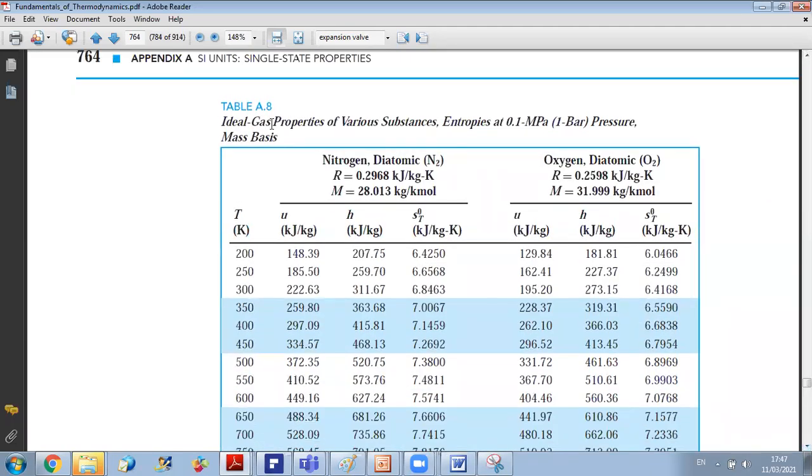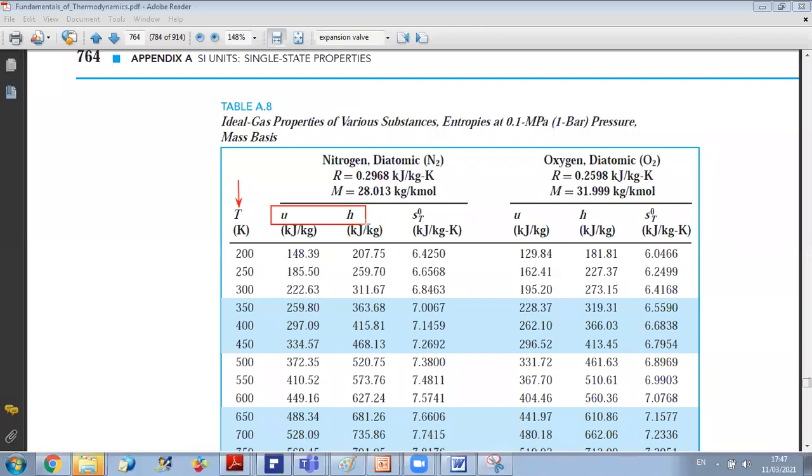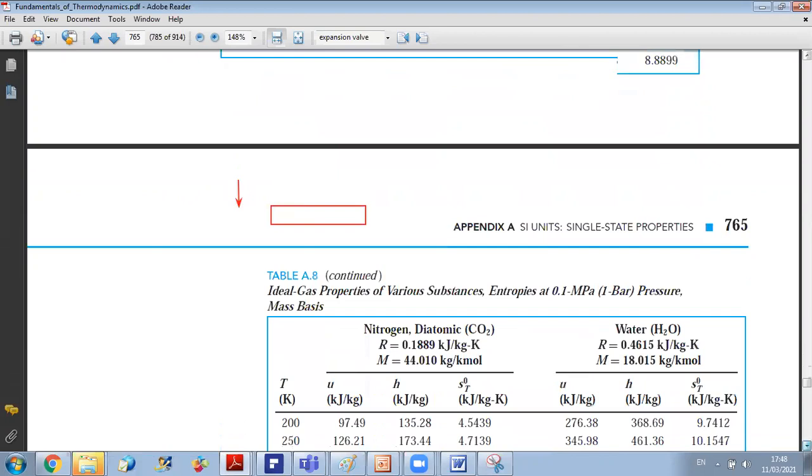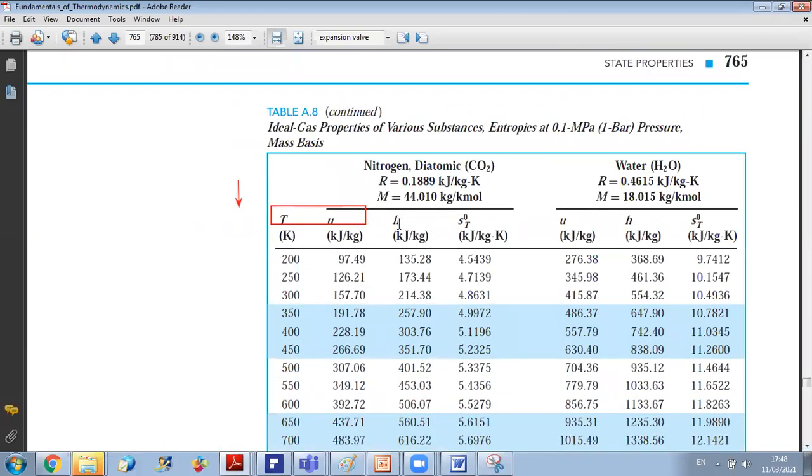Table A.8: you just need to know the inlet temperature of this ideal gas. From the temperature, you can determine the internal energy and the enthalpy. We'll use this table in one of the problems. This is for nitrogen; it depends on the gas you have. If it's nitrogen, you can use it. If you have CO2, for example, you have another table for CO2. There too, if you have the temperature, you can get the internal energy and enthalpy.